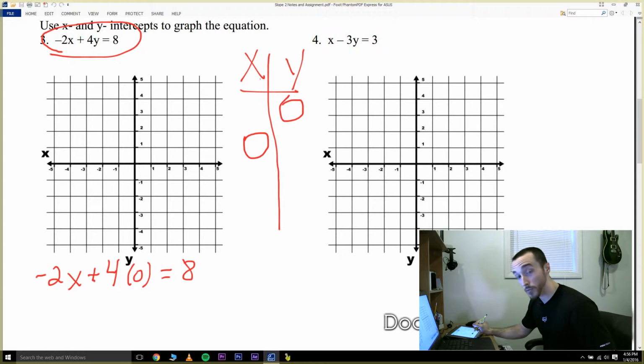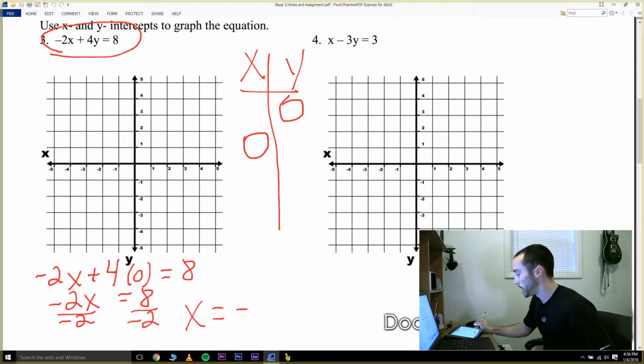Now, if we can just solve for x, we're going to be good. So negative 2x, 4 times 0 is just 0, so I can go ahead and skip down to equals 8. And then to get x by itself, the inverse of multiply is divide, so we'll divide by negative 2, and that gives me a final answer of x equals negative 4.